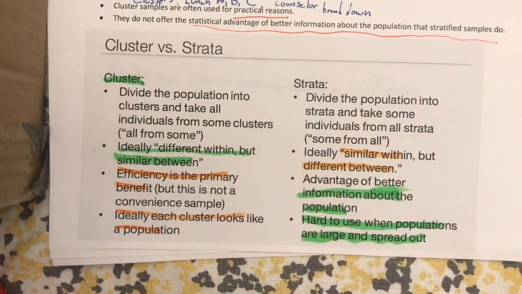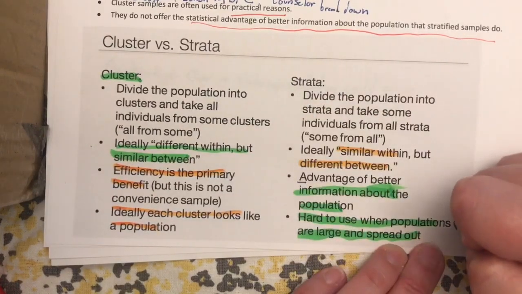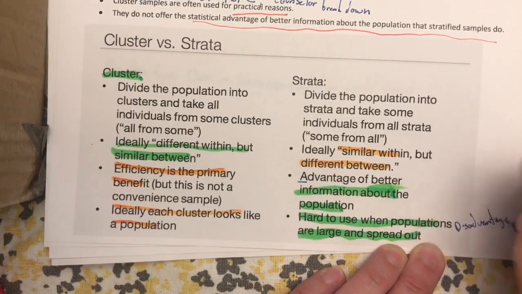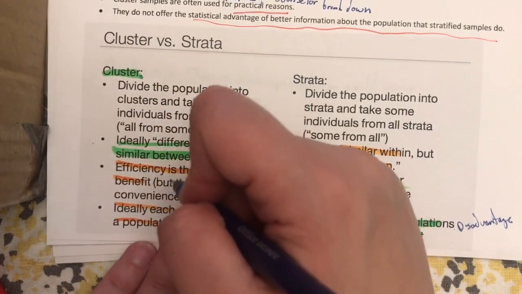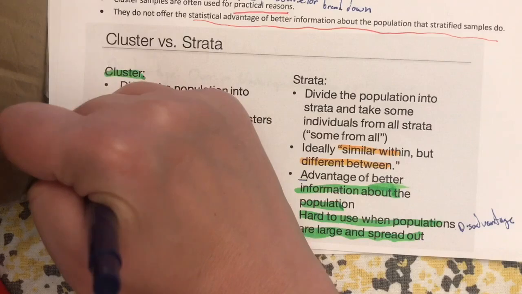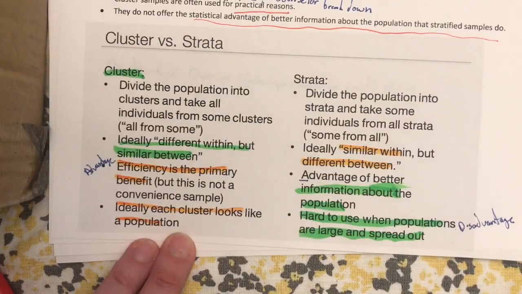Okay? So you may even want to label that, again, this is your advantage, this is your disadvantage. Over here, efficiency is the primary benefit, that is the main advantage for cluster sampling.